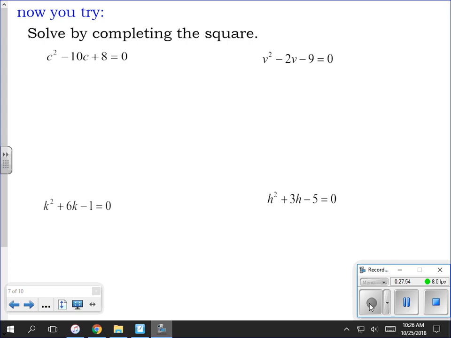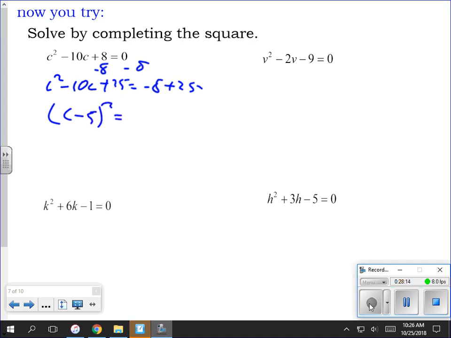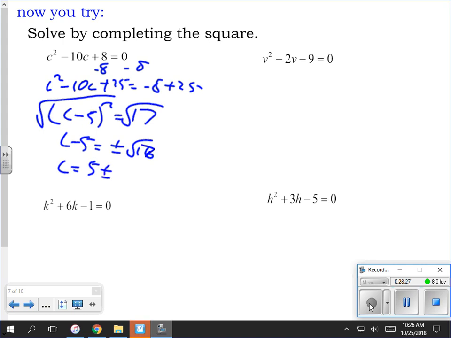Okay, so let's go ahead and do these. First step, subtract 8. c squared minus 10c equals -8. What do I add? Half of -10 is -5, squared, I get 25. So I add 25 to both sides. That gives me c minus 5 squared is equal to 17. Square root both sides. c minus 5 is equal to plus or minus square root of 17. Add 5. c equals 5 plus or minus square root of 17.